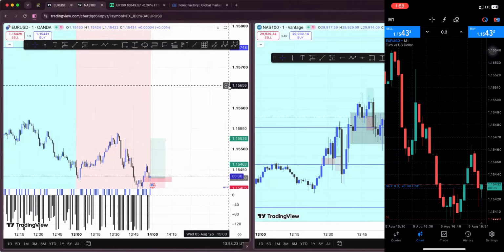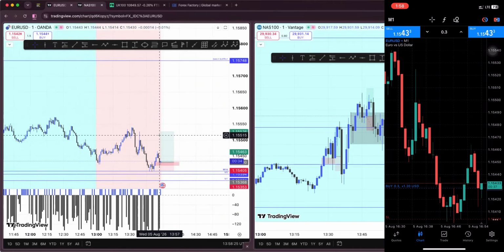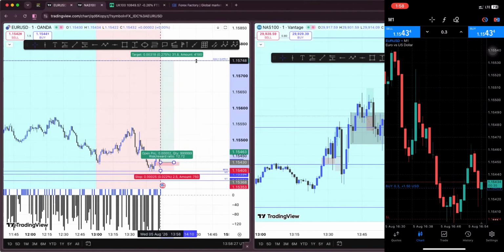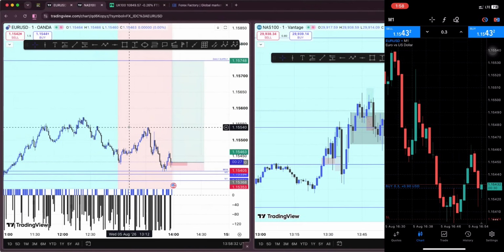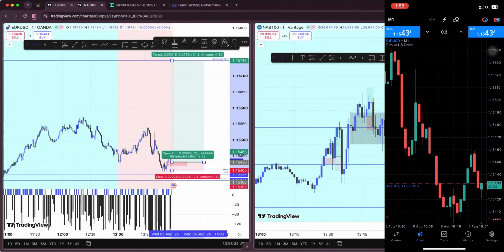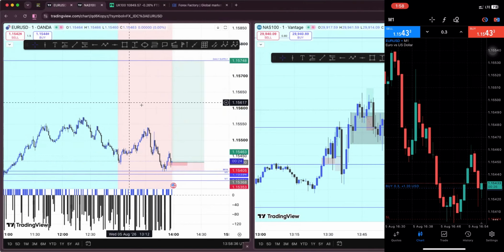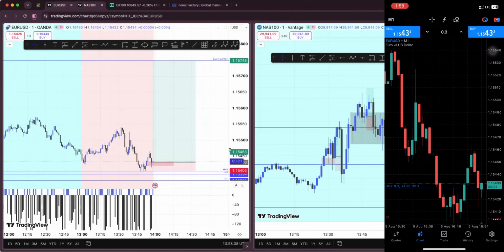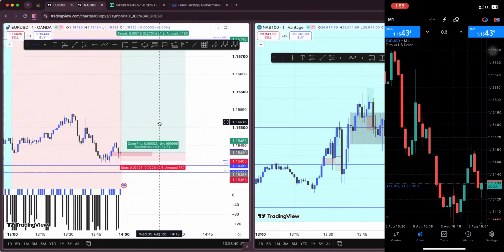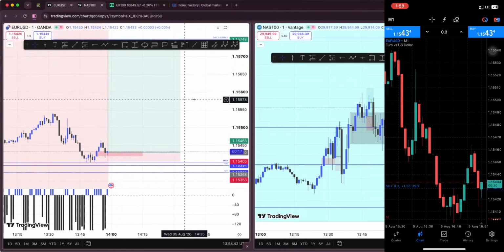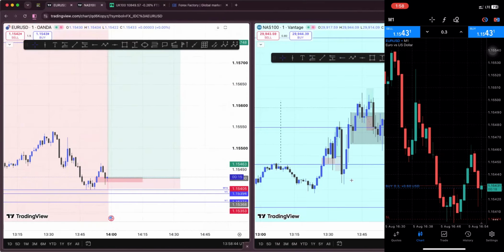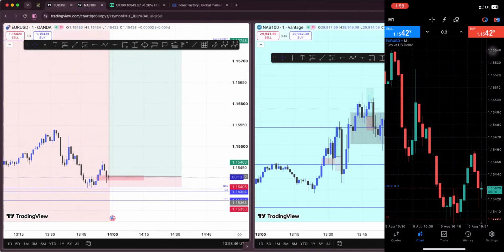Target for EURUSD is this daily supply right here. You see, it's long though. Yeah, it's a very long way, but let's see how it goes. I also keep analyzing to see if I have any closer supply. Also waiting on NAS. Let's see how both play out.